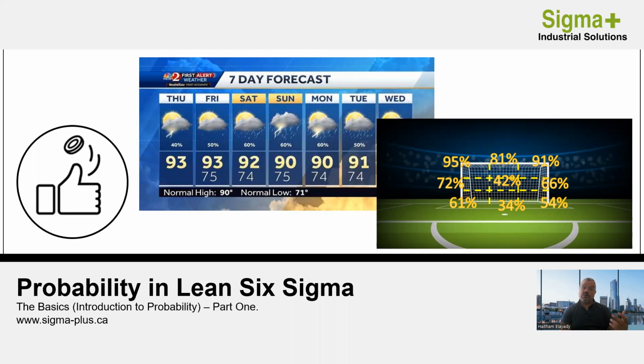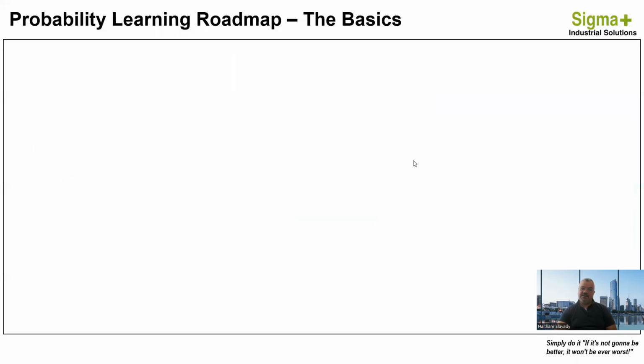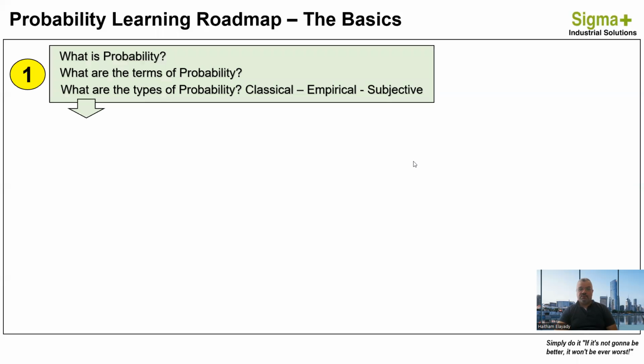So that's why it's so important to have a strong understanding of probabilities, from the basic levels to the higher advanced level that will be needed in statistical studies. So let's see what the topic of today is. In today's topic, we're going to talk mainly about probability: what probability is, what the terms of probability are, and what the types of probability are: the classical, the empirical, and the subjective probability.